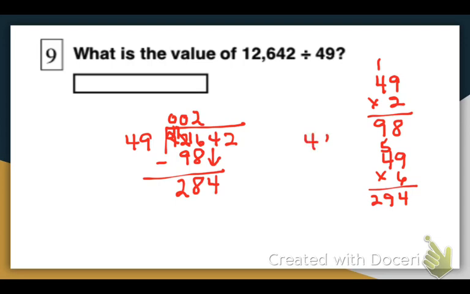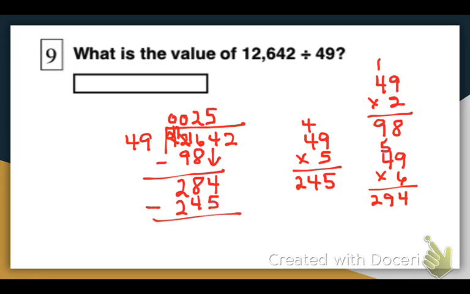So 49 times 5. That's 45. And 5 times 4 is 20, plus 4 is 24. So that'll work. Put my 5 up here. Remember, it went above the 4, and so my answer, 245, goes below the 4. And I'm going to subtract.